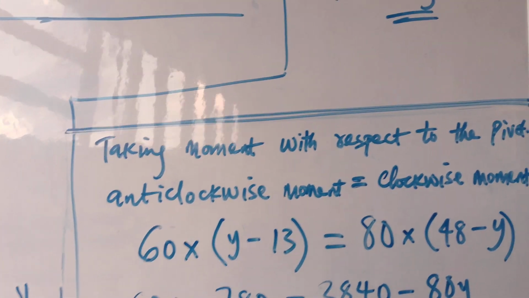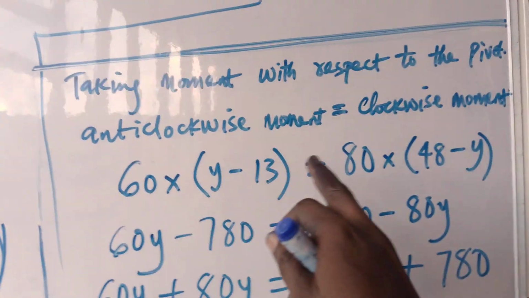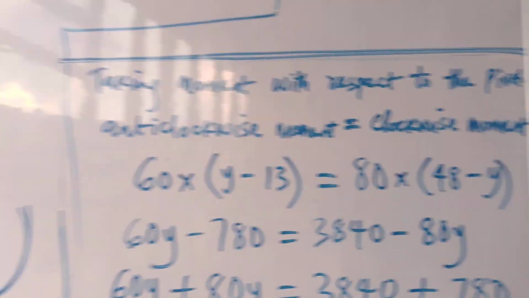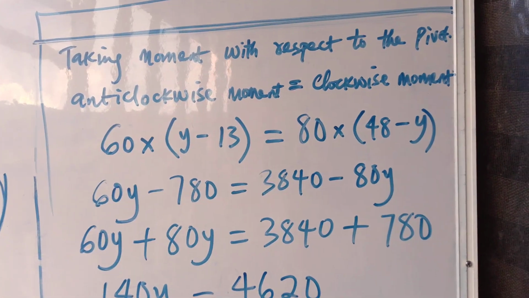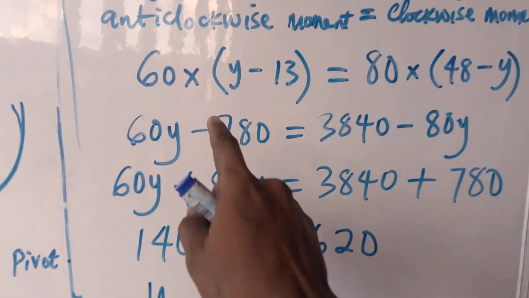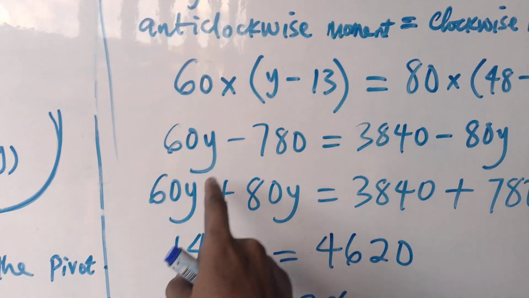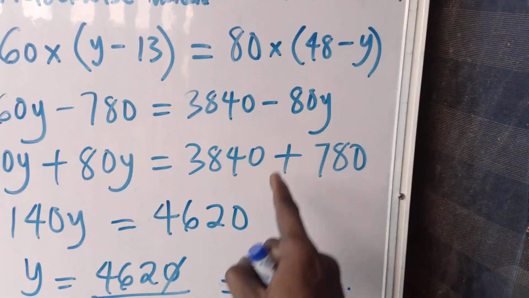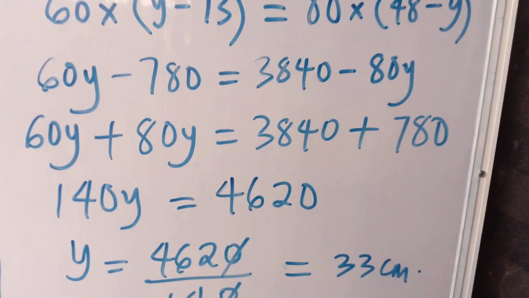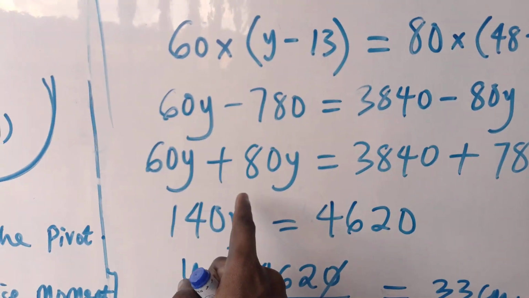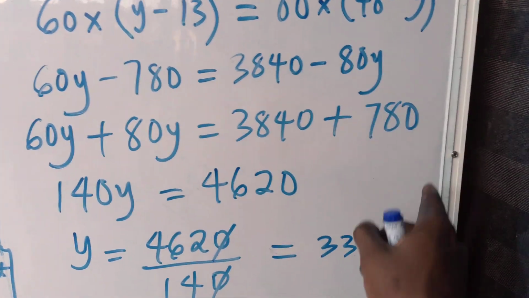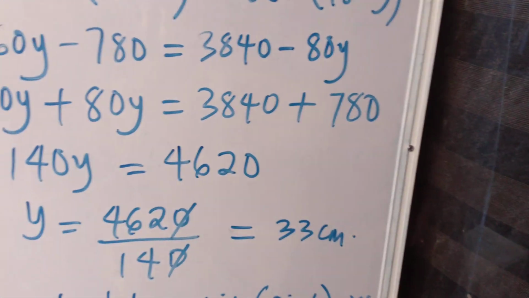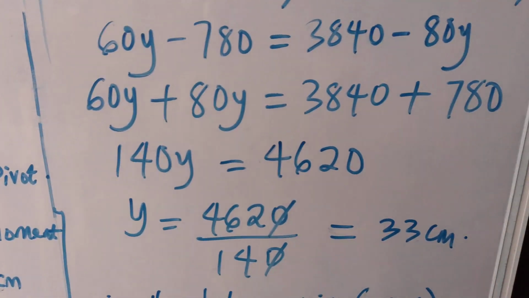Okay, so observe how we solve that. We're taking moment with respect to the pivot. Anti-clockwise moment equals to clockwise moment, and we had 60 times y minus 13 equals to 80 times 48 minus y. And when I open the bracket by means of expansion, 60 times y is 60y, 60 times minus 13 is minus 780, 80 times 48 is 3840, 80 times minus y is minus 80y. I had to collect like terms. I take this minus 80y over here, it will change to plus 80y. Take minus 780 over to this place, it changes to plus 780. 3840 plus 780 gives me 4620, and 60y plus 80y gives me 140y.